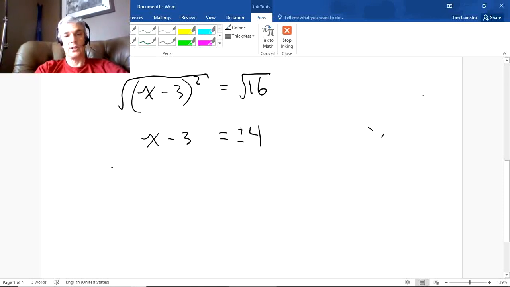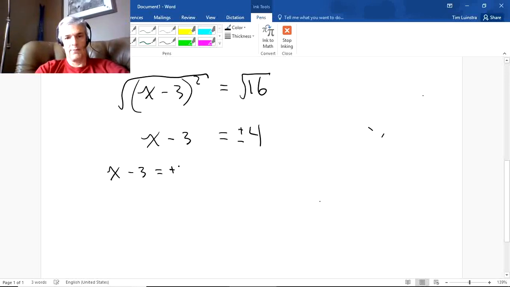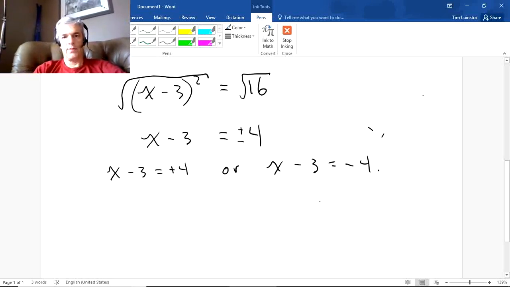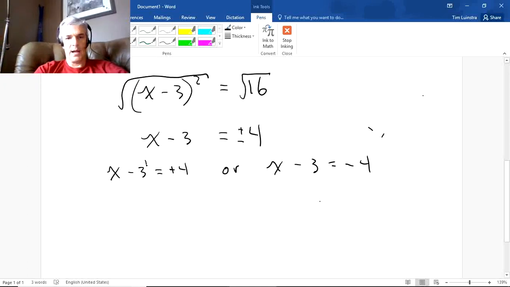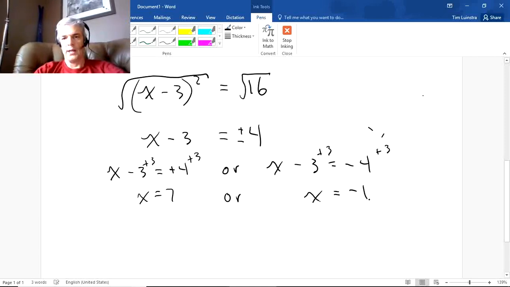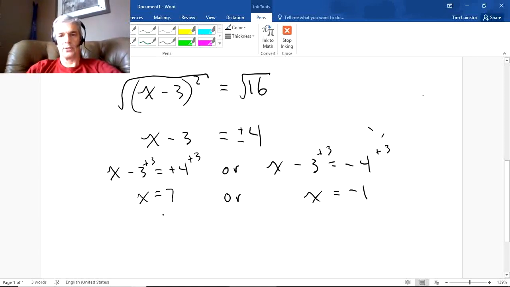And now I essentially have two equations. I have x minus 3 equals positive 4, and or x minus 3 equals negative 4. And I can solve each of these equations simply by adding 3 to each side. So this one equals x equals 7, or x, we're going to add 3, and x will equal minus 1. And so those are the two possible answers that you can have.